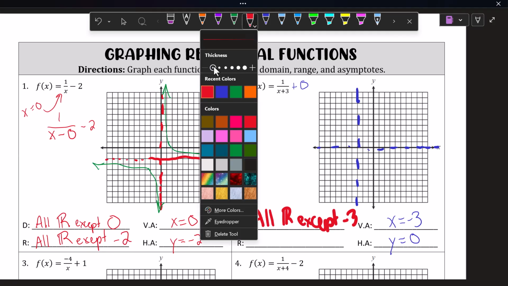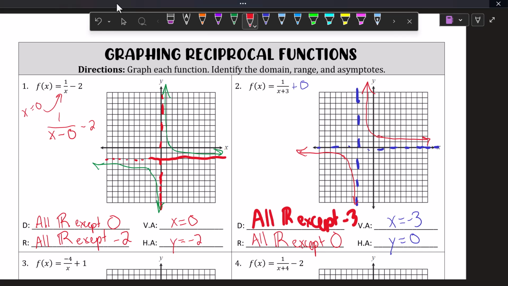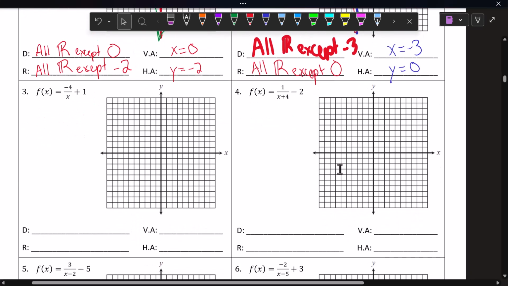Let's make this a little bit smaller. Likewise, the range is all real numbers except 0, because that's our horizontal asymptote. And again, just make sure it kind of wraps around those asymptotes. I'm looking for the asymptote to be in the right place and that we have our curves in the right quadrants, if you will, of our asymptotes. All right, number 3, we got to do a little bit more here.